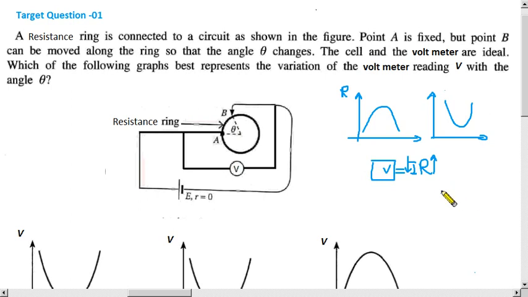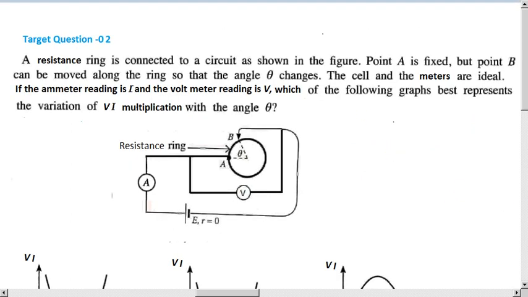So let us go to question number 2 now. So children, I designed another target question. Question number 2: a resistance ring is connected to a circuit as shown in the figure. Point A is fixed, but point B can be moved along the ring so that the angle theta changes. The cell and the meters, so there are two meters, the ammeter and the voltmeter, are ideal. If the ammeter reading is I and the voltmeter reading is V, which of the following graphs best represents the variation of V times I with the angle theta?